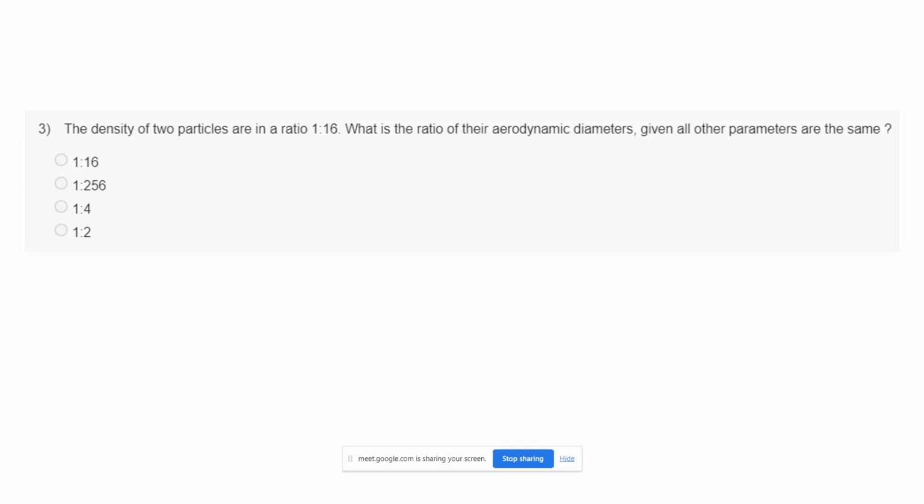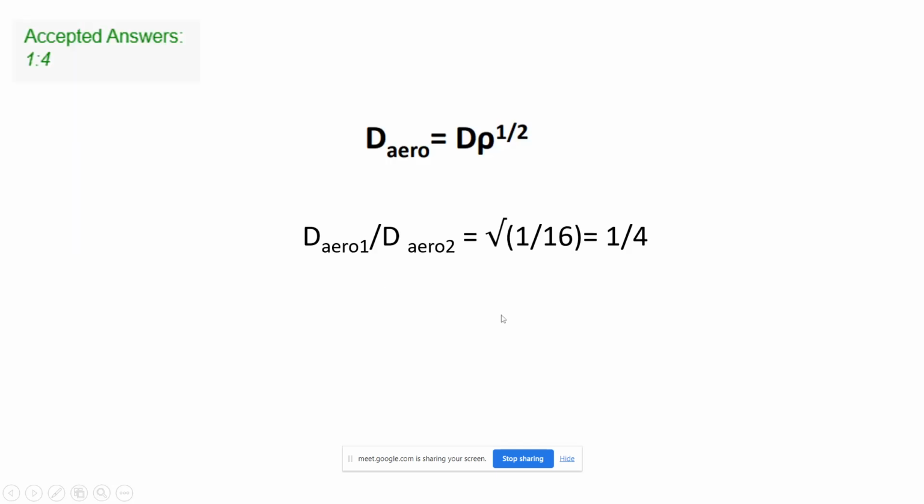Now, third question. The densities of two particles are in the ratio of 1:16. What is the ratio of their aerodynamic diameters given all the parameters are the same? So here the correct option would be 1:4, that is option C. Aerodynamic diameter is given by diameter equivalent into under root density. So to get the aerodynamic diameter ratio, we have to take a root over the density ratio, that is under root 1/16. That will give the answer 1:4.